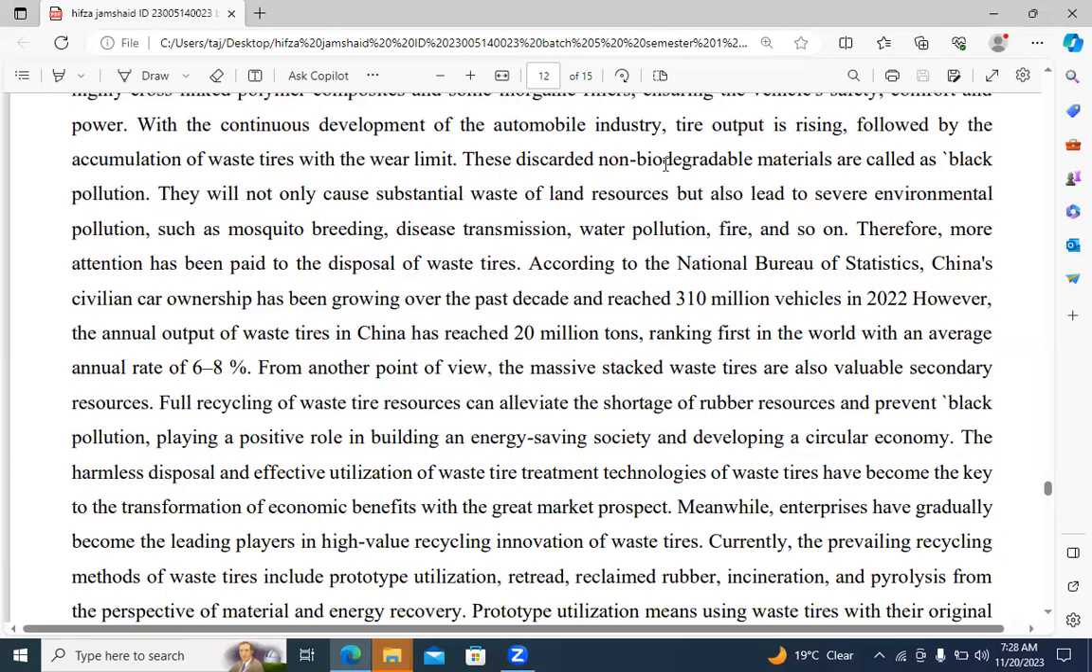When a tire is waste, it is a discarded non-biodegradable material and also causes black pollution. It means when we discard waste tires, they are non-biodegradable. Black pollution is harmful for our environment and is not eco-friendly. We have to make it eco-friendly by using different processes, by using carbonaceous materials. So this causes different environmental pollution, such as mosquito breeding, disease transmission, and water pollution, and so on. So we have to pay attention to the disposal of waste tires.